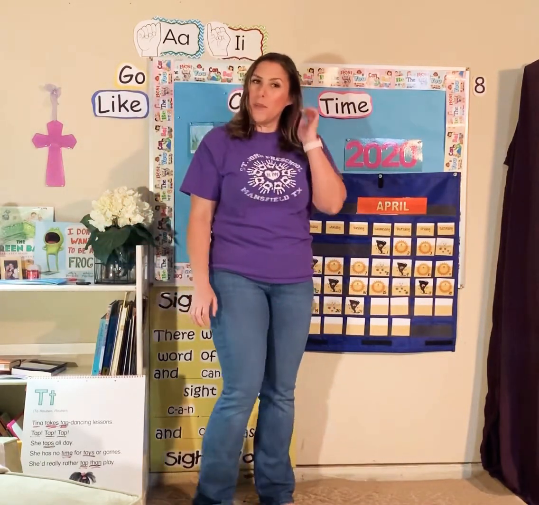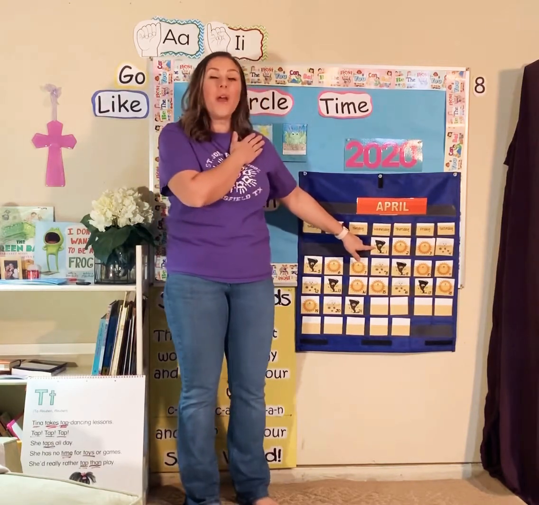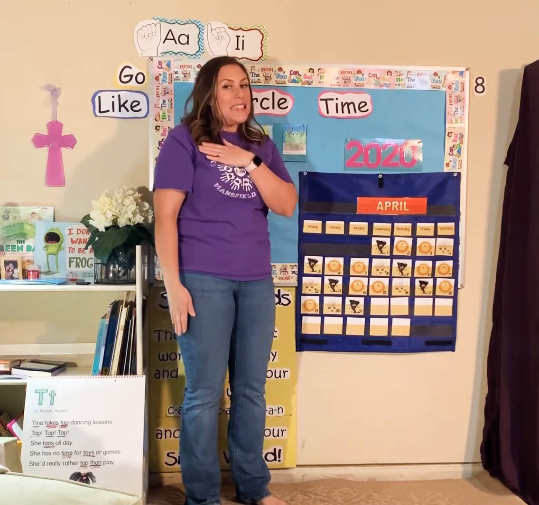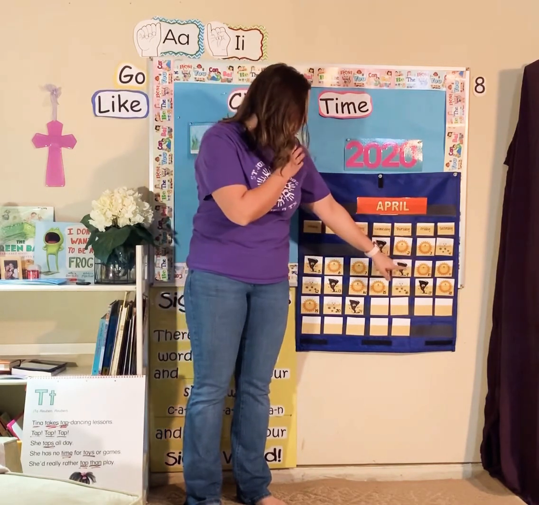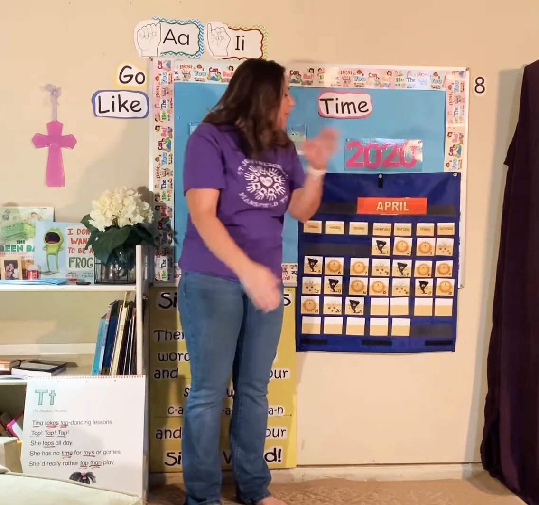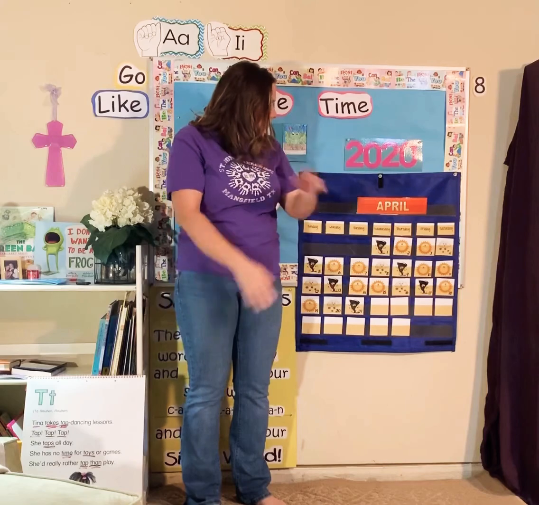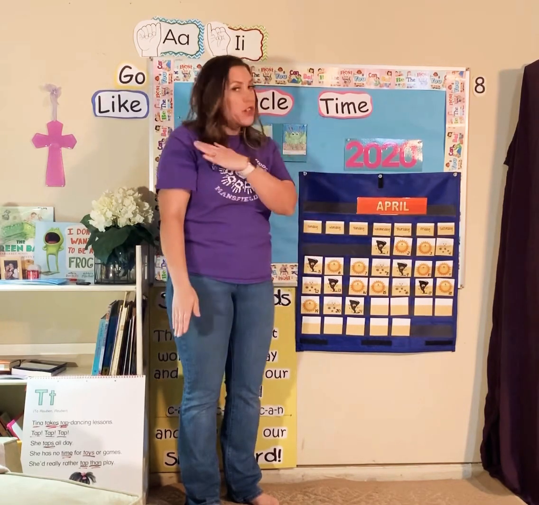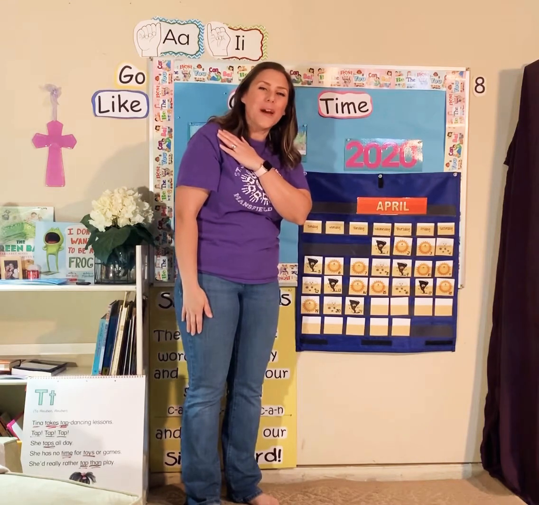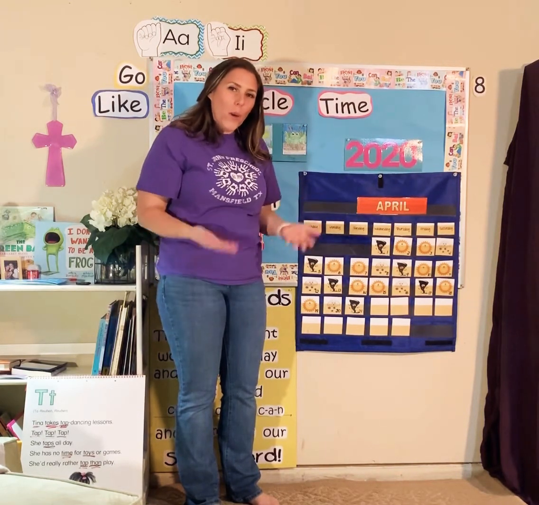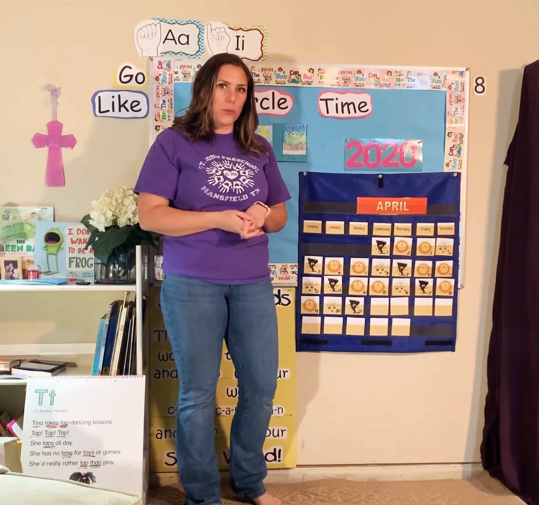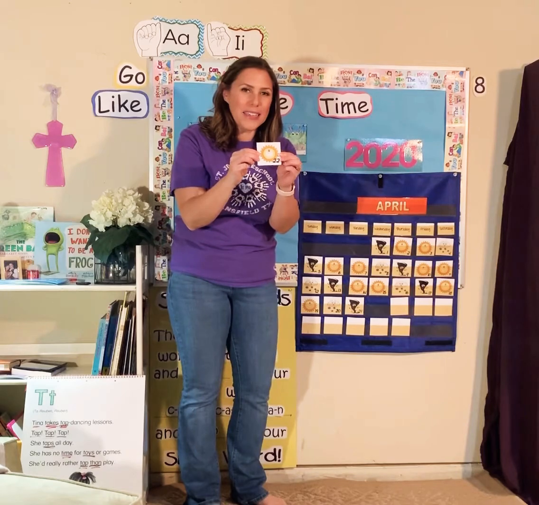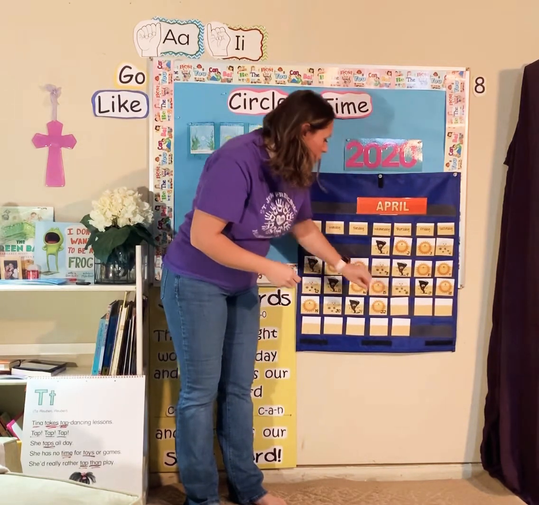All right. Let's count, see what our special number is today, starting with one. One, two, three, four, five, six, seven, eight, nine, 10, 11, 12, 13, 14, 15, 16, 17, 18, 19, 20, 21, 22. Good job. All right. What is our picture today? What comes after tornado? Let's see. Did you say sun? You're right. And the 22nd day of which month?